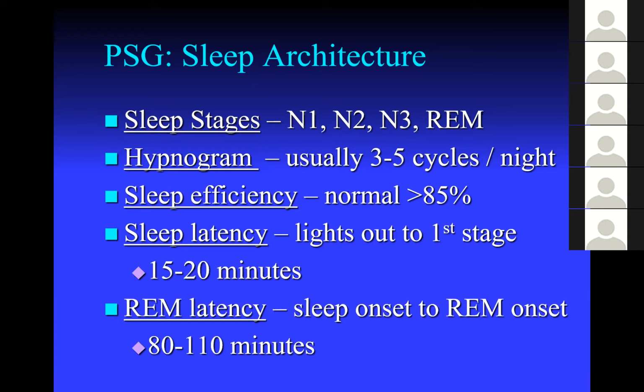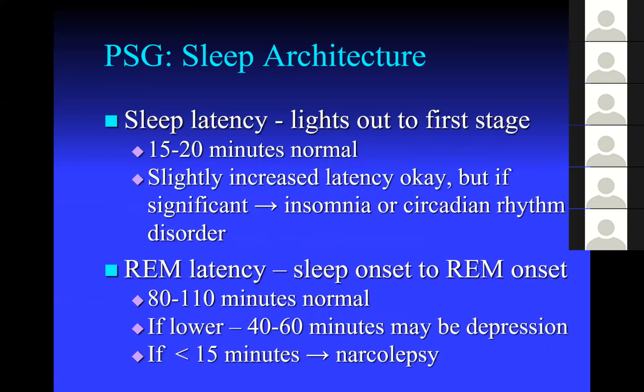Sleep efficiency, we talked about, normal is 85% of the night you're in sleep, and then sleep latency. Usually it's under 20 minutes. REM latency, about an hour and a half. If it's shorter than that, say 60 minutes, that could be a diagnostic sign for depression, or if it's within 15 minutes, that could be narcolepsy. So these are things you look at. And here, just what we talked about.